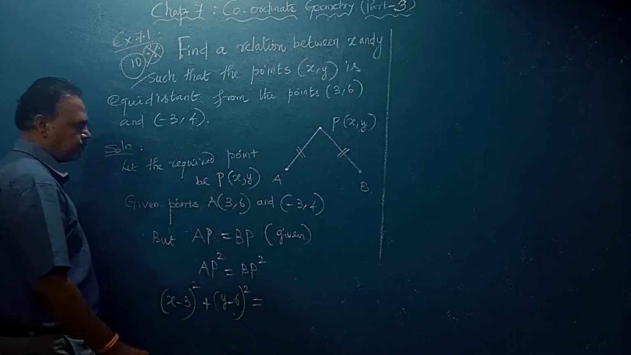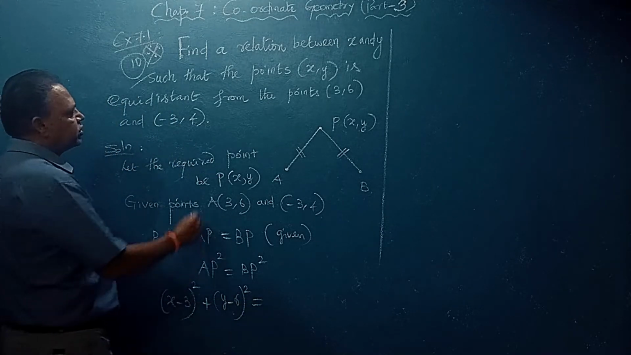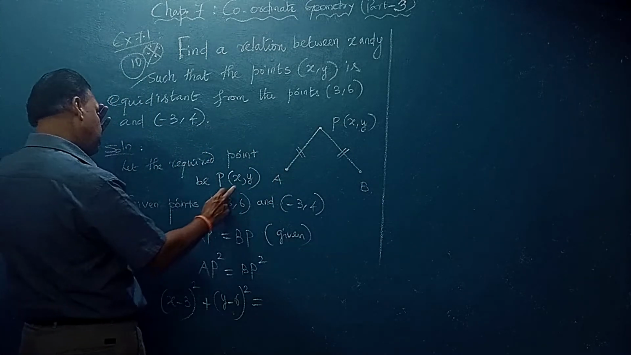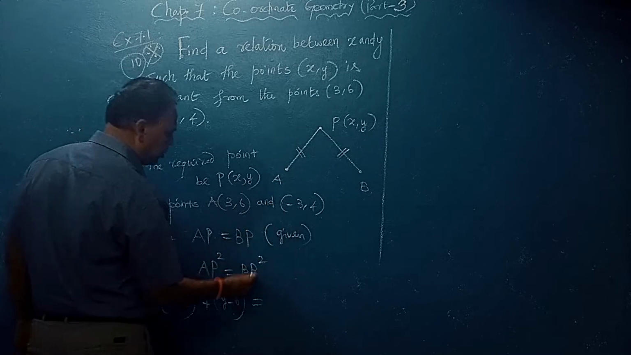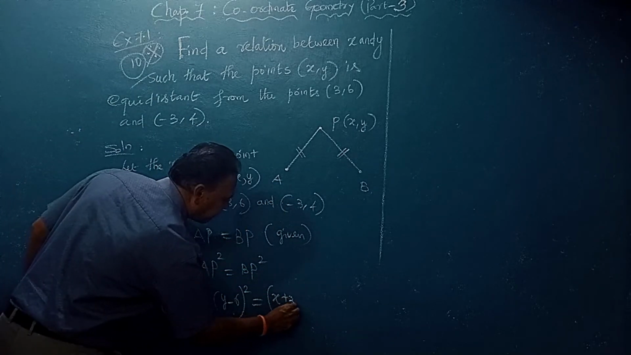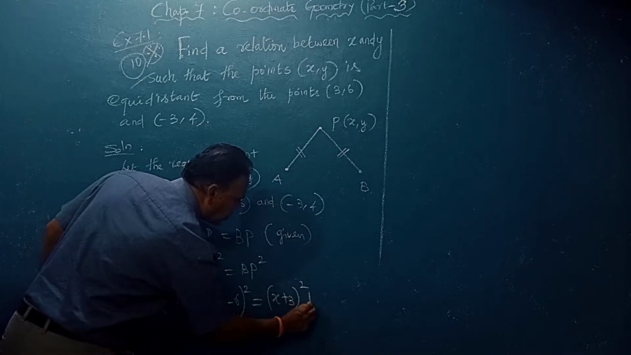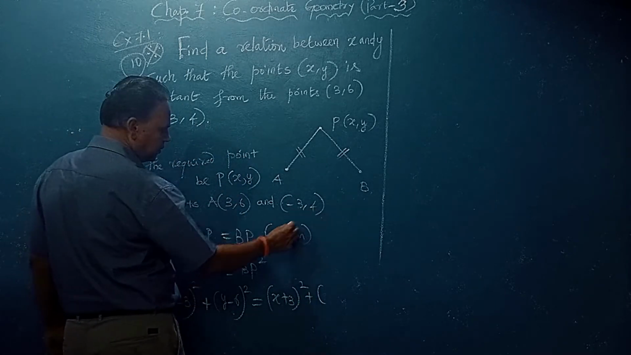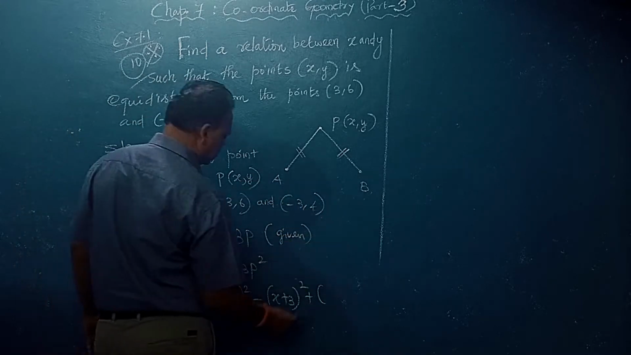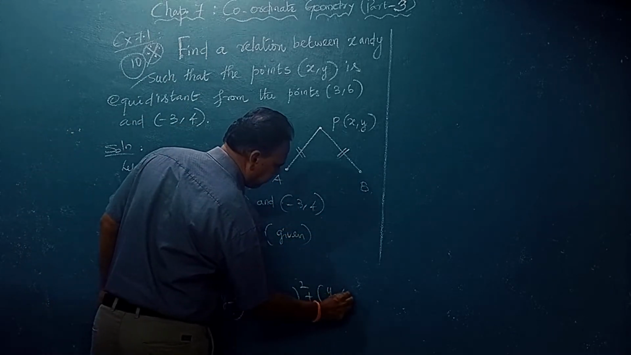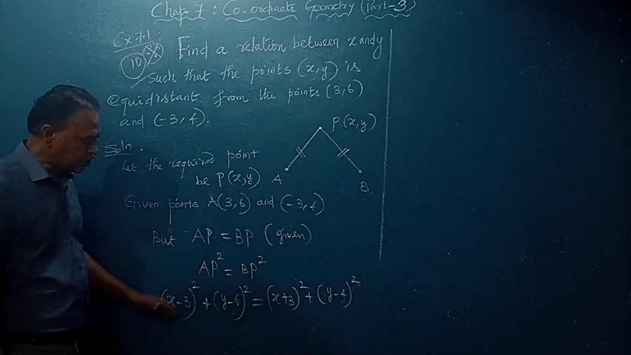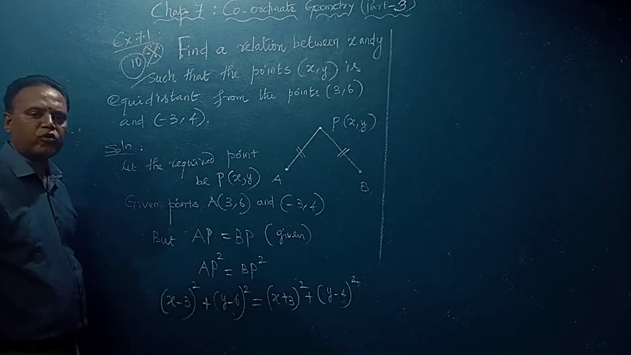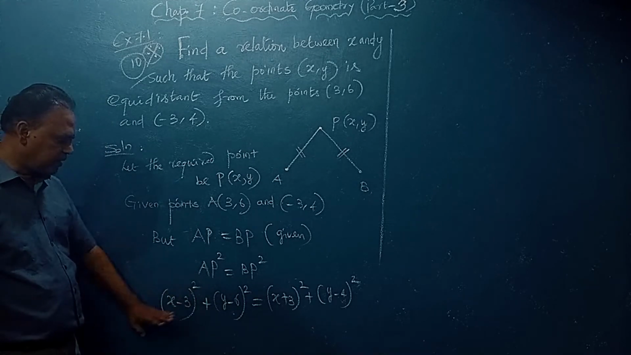That is equal to, in the same way, these two points: (x plus 3) whole squared plus (y minus 4) whole squared. So we are just applying the distance formula. Here since there is a square, there is no need to write the square root. So this is the best simplification.